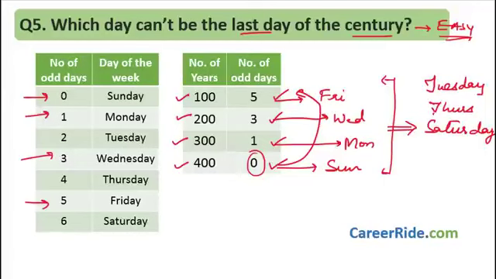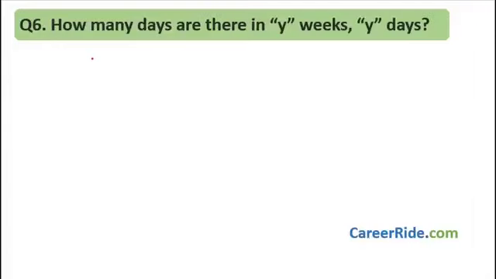So Tuesday, Thursday and Saturday are the days that cannot be the last days of a century. Okay, extremely easy question, isn't it? Just you have to know how to apply your basics correctly, and you will even solve the difficult looking questions very easily. Let's go on to the next one. Question number 6. How many days are there in Y weeks, Y days?